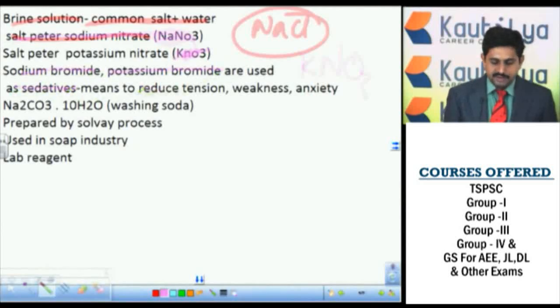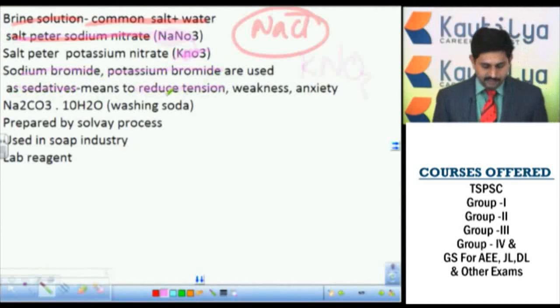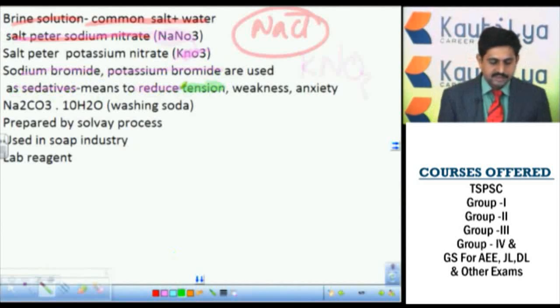Sedative means something which reduces tension. A sedative is one kind of drug which is going to reduce your tension. It consists of sodium bromide or potassium bromide, and it reduces the weakness and the anxiety.